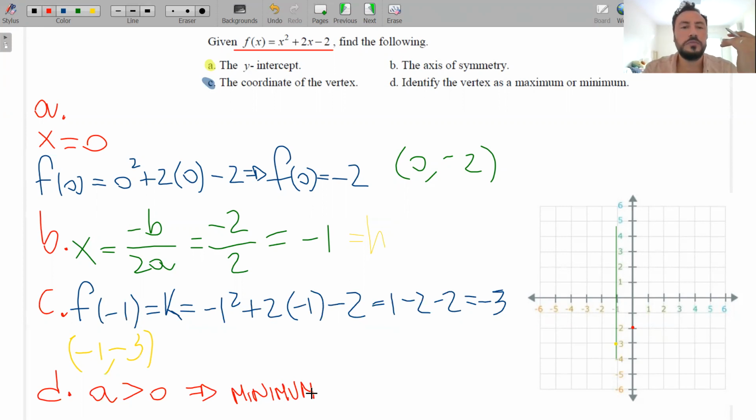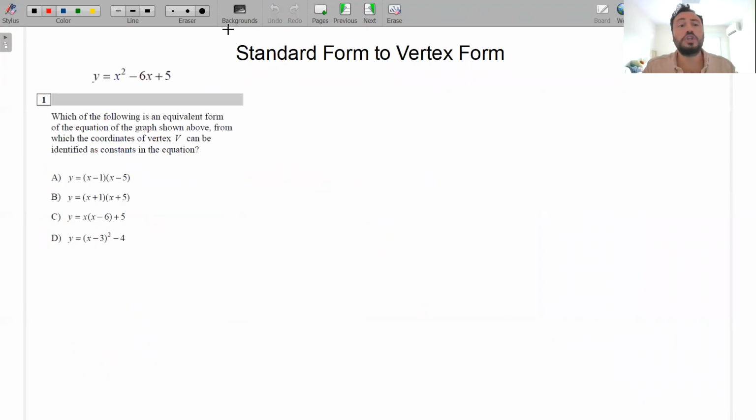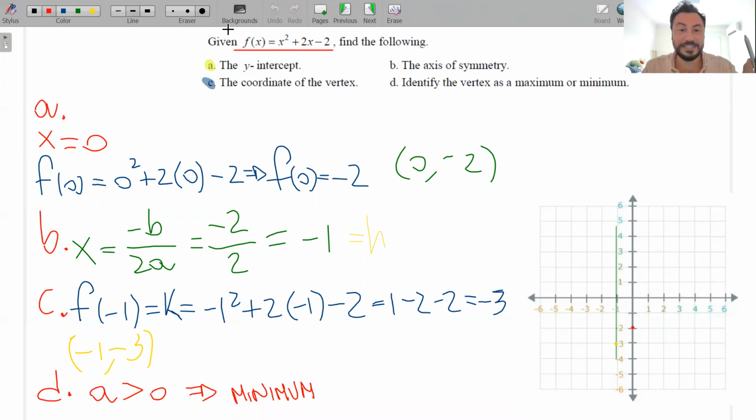Now, to finish and be able to make the drawing of this equation, we need to find our x-intercepts, right? How can we find our x-intercepts? By using factorization. So let's see how to find those two x-intercepts. To do so, we will use the quadratic formula, and I'll show it to you in a second.